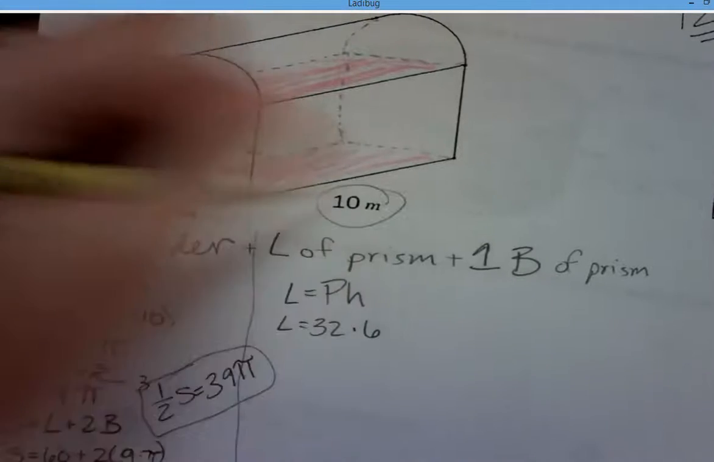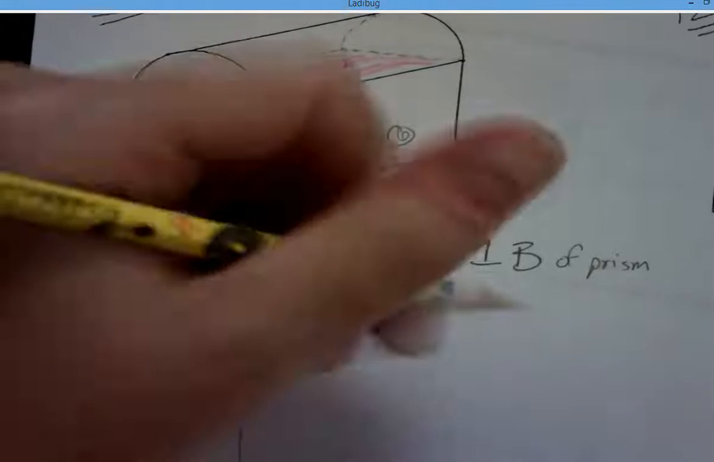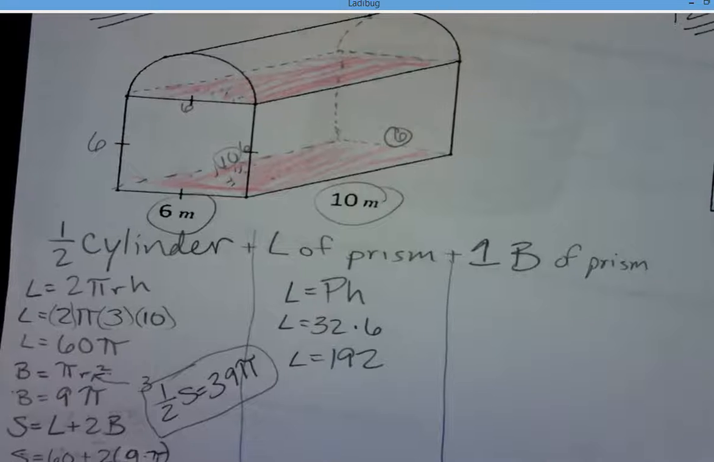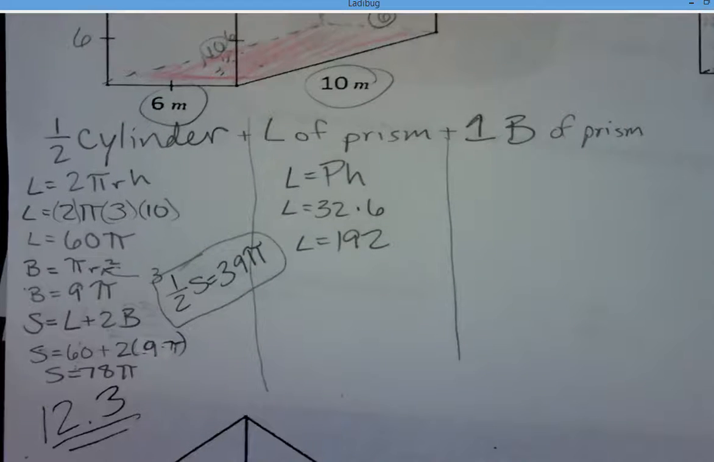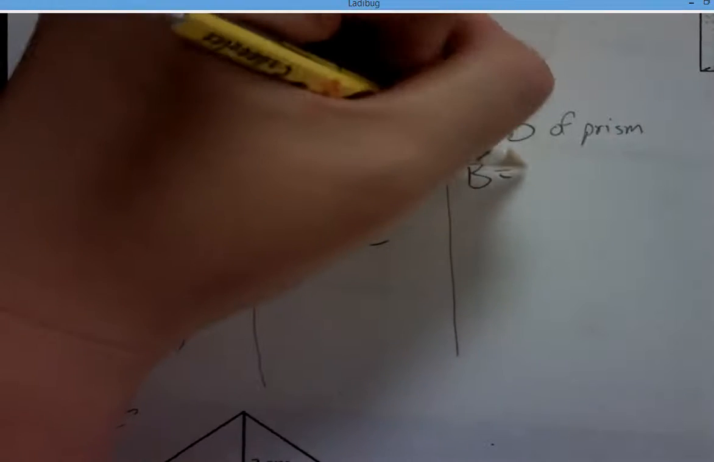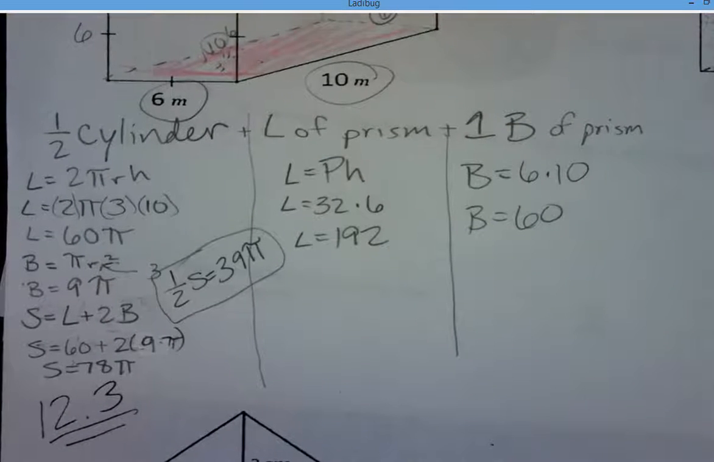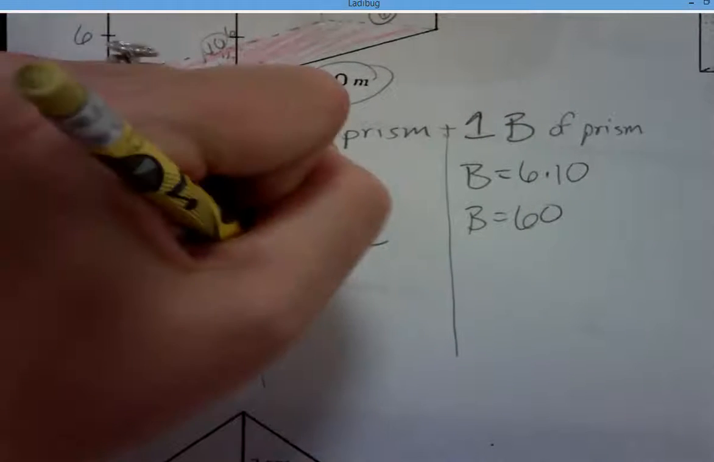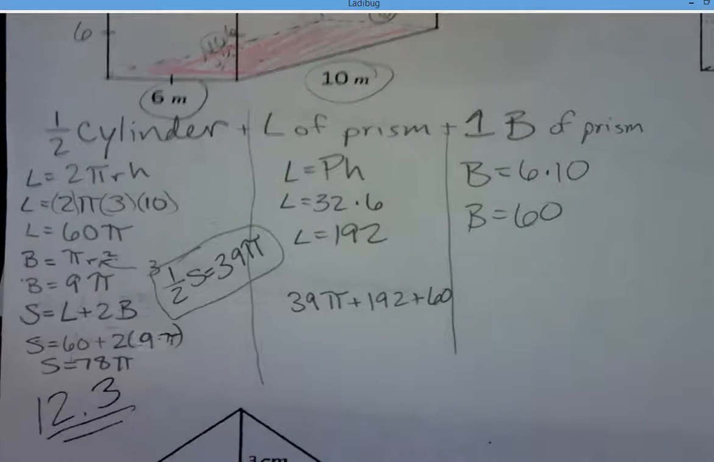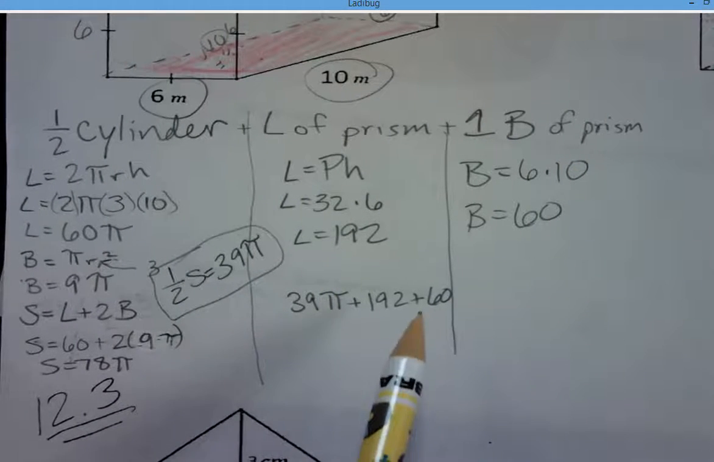So 6 plus 10 plus 6 plus 10 is 32, times 6 is 192. All right, now we need to find the area of one base. So B equals 6 times 10. B equals 60. Now we can add all of these things together: 39 pi plus 192 plus 60. It is highly beneficial for you to write all of these things down in advance so you get to the end and you know what's going on.